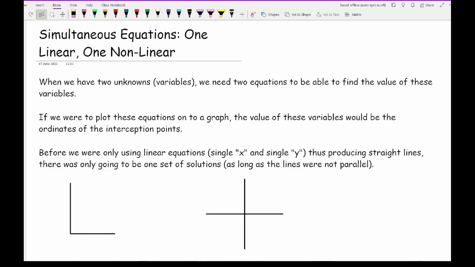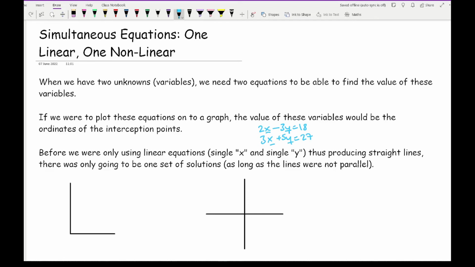And there was only ever going to be one set of solutions as long as the lines weren't parallel. So, for example, when we looked at simultaneous equations before, you probably ended up with something like this. Oh no, let's correct that because I forgot a y. So before we had 2x minus 3y equals 18, let's say, and 3x plus 5y equals 27. So here you can see we've got a single x and a single y in both these equations.